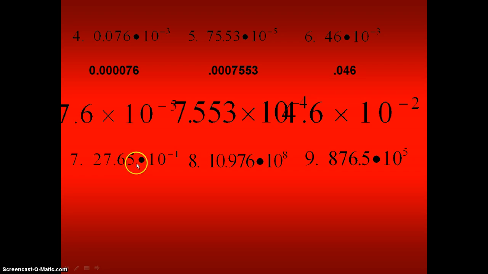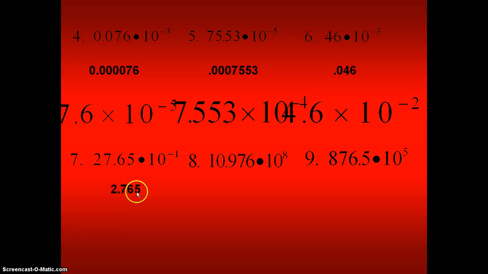So these are not in true scientific notation form. Okay, all of them. If you look at them, you can see that. So what we said to do was turn it into standard form. To turn this into standard form, you're going to use the -1 to figure out what that would look like. Okay, and you're going to move it one place to the left, so you have 2.765.